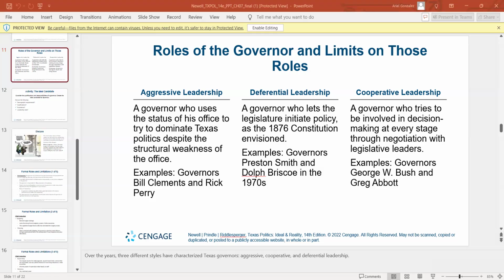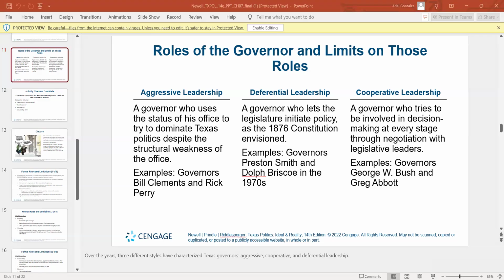But Greg Abbott is definitely very active when it comes to putting forth his agenda. You could make an argument that he may even be shifting more towards an aggressive leadership style, especially when it comes to recent initiatives like Operation Lone Star, having DPS assist with border security, and then his school voucher program recently. So maybe a combination of these two, that's probably how I would look at Greg Abbott's leadership style.